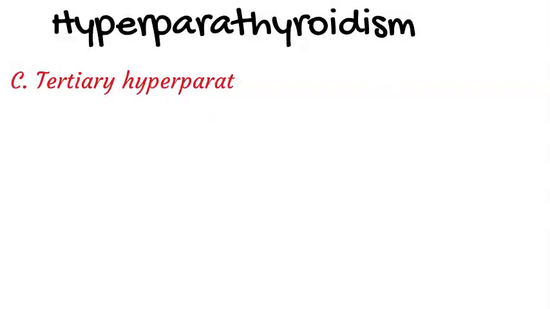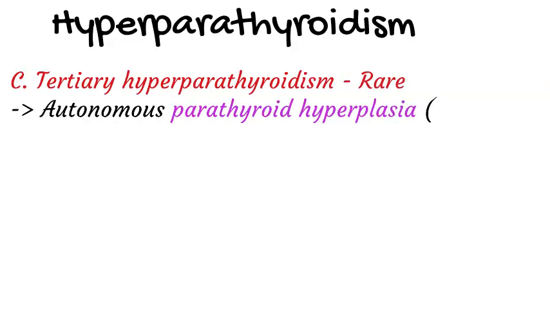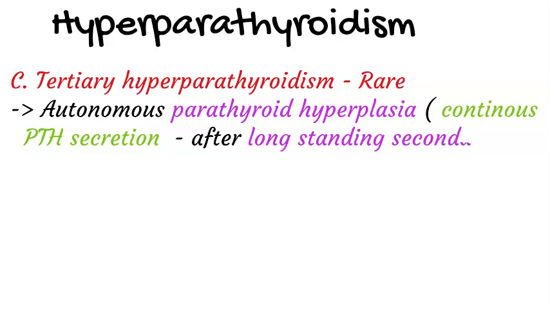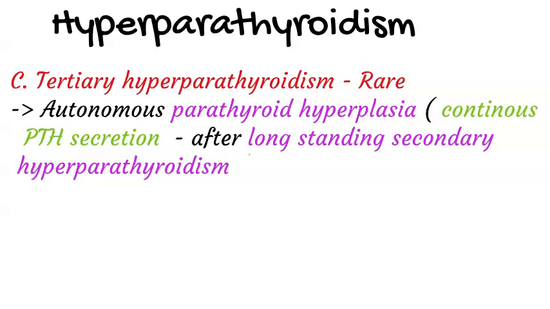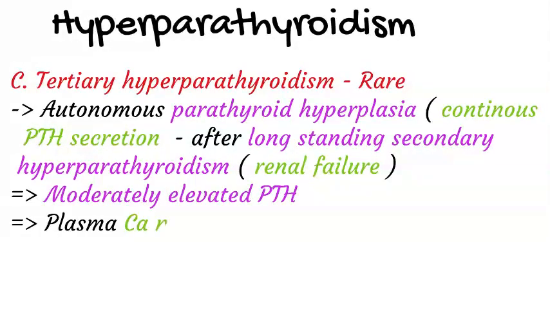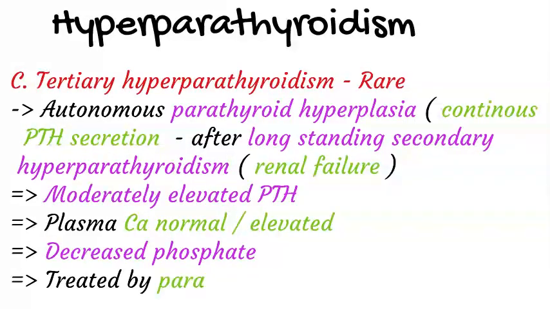C. Tertiary hyperparathyroidism is rare. Autonomous parathyroid hyperplasia, a continuous parathyroid hormone secretion after a long-standing secondary hyperparathyroidism due to renal failure cause. There will be moderately elevated parathyroid hormone, plasma calcium normal or elevated, decreased phosphate. This condition can be treated by parathyroidectomy.